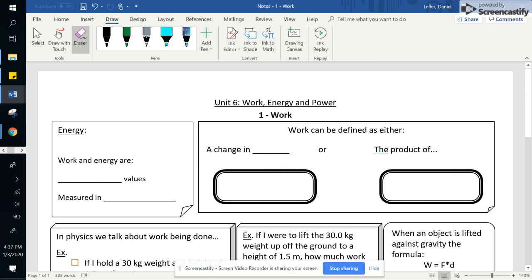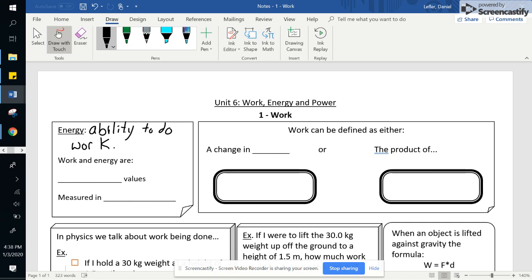For this video, we are going to talk about work and energy. So first thing we need to address is what is energy? Energy is just the ability to do work. So if you're burning energy, then you're doing work, which we'll get a little bit more into that here soon.